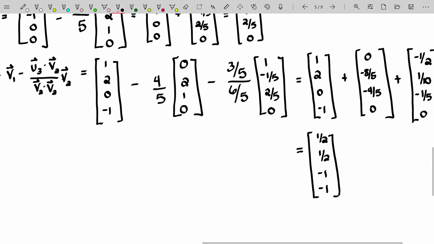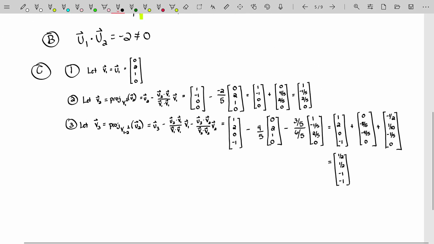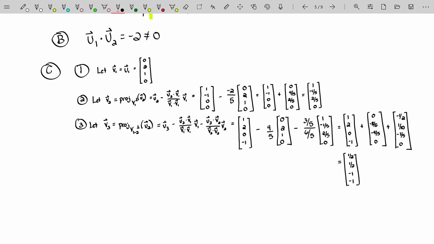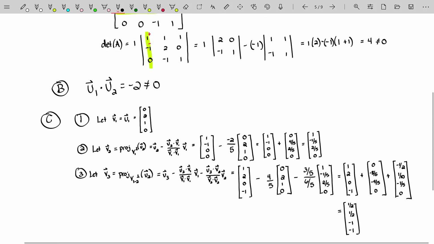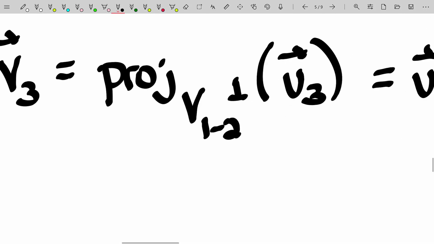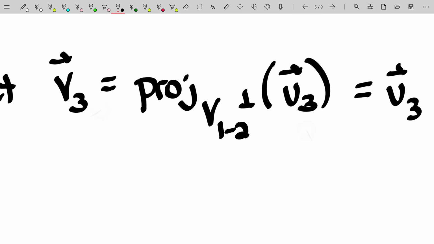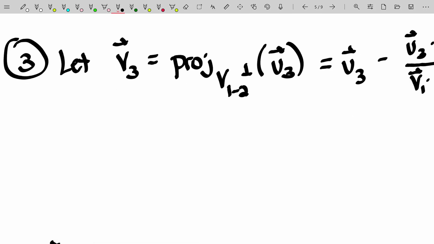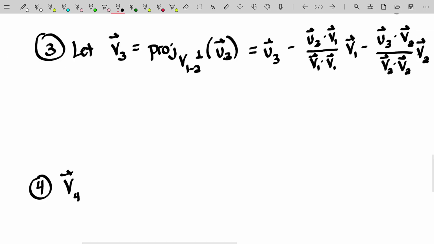The good news here is that the vectors aren't too terrible. They're not great, but they're not terrible either. Let's go ahead and do the last one here. Again, I'm not going to actually write this part down, but v sub 4 is going to be the projection of u sub 4 onto the space perpendicular to the space spanned by v1 through v3. So how do you get that?